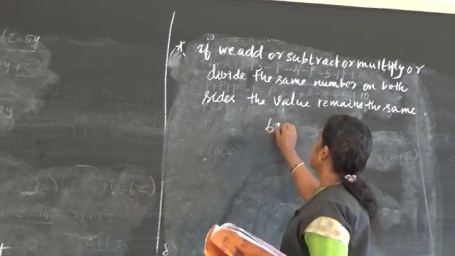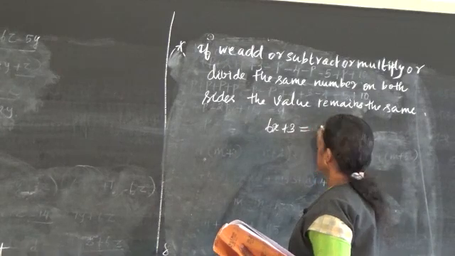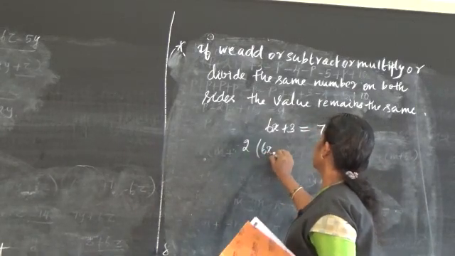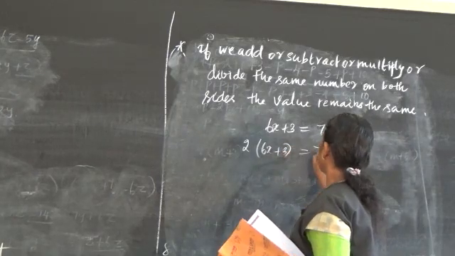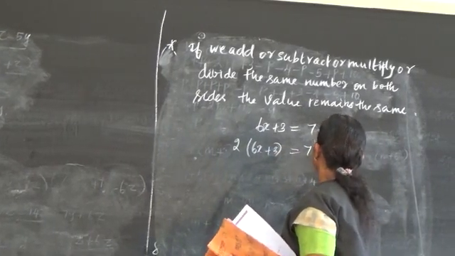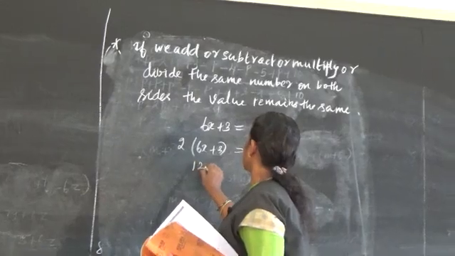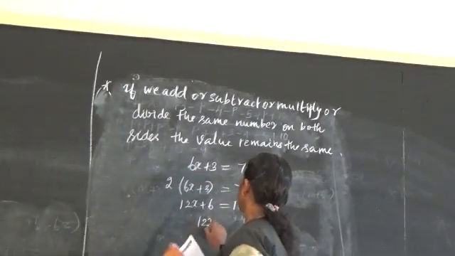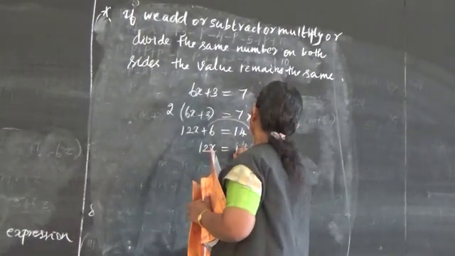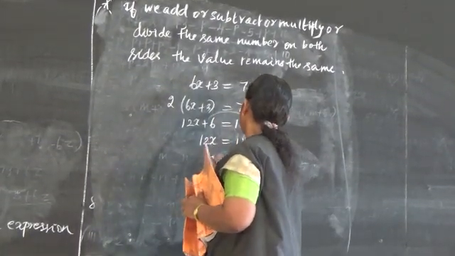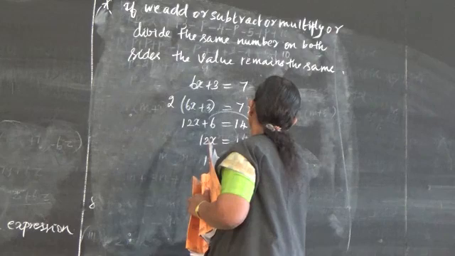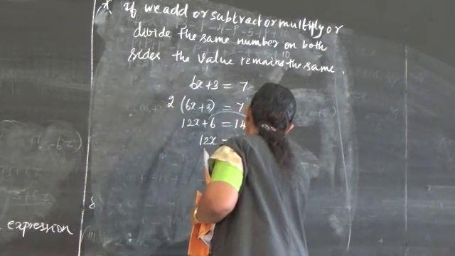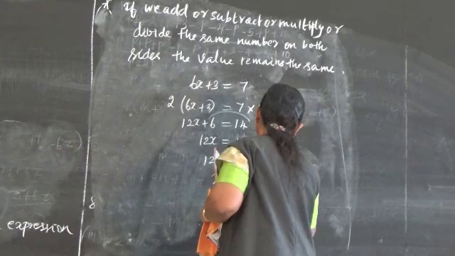Suppose I am taking here 6x plus 3 equal to 7. If you are multiplying 2 on both sides, 2 into 6x plus 3 is equal to 7 into 2. So 12x plus 6 equal to 14. If you take 6 to that side, 14 minus 6, 12x equal to 8. So x equal to 8 by 12. Answer is 2 by 3.